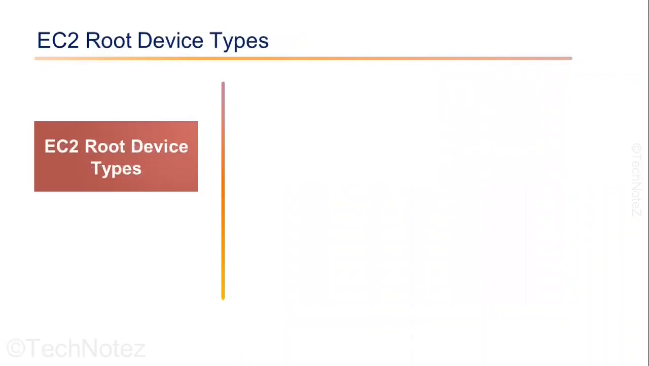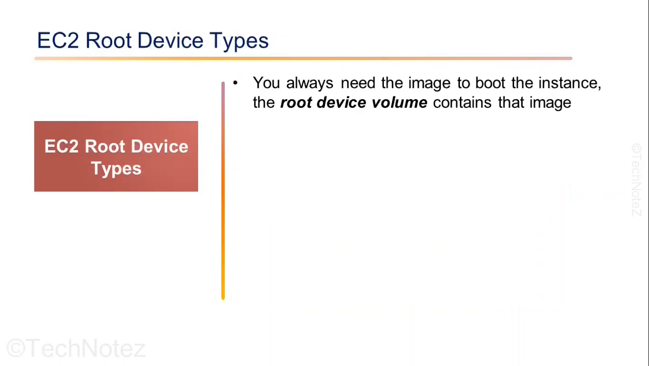Next, let's talk about the root device type. You always need the image to boot the instance. The root device volume contains that image. EC2 instances can be launched with different root device types. The root device type refers to the storage device that contains the root file system of the instance.